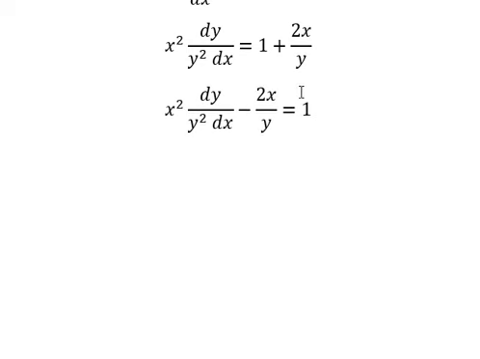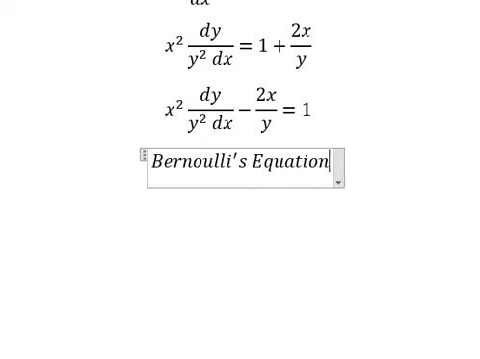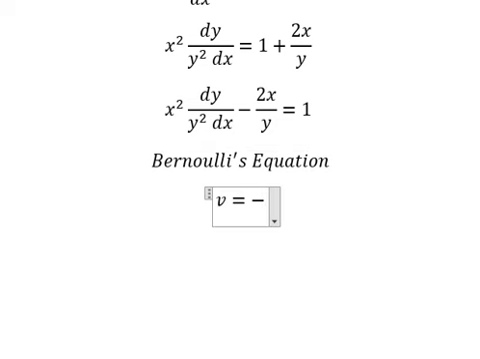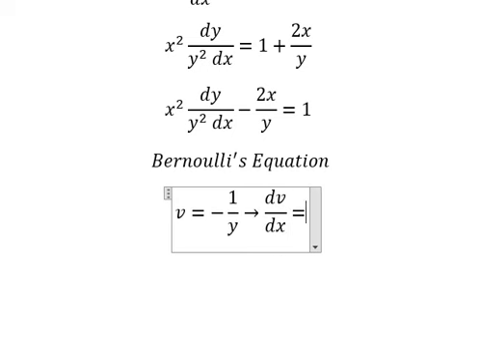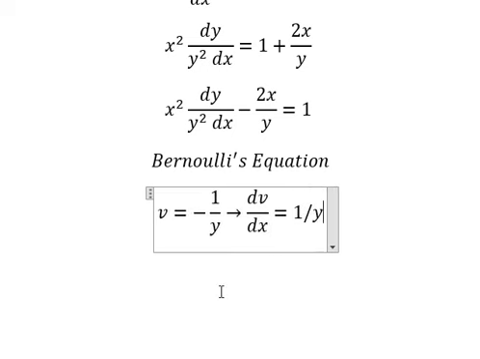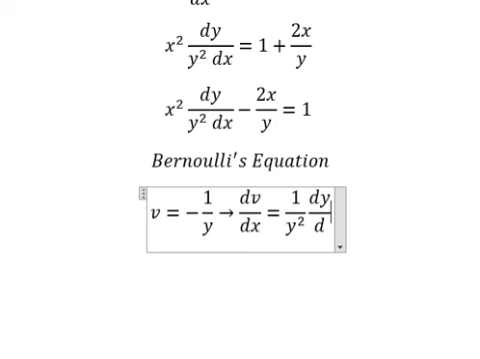Next, we have negative 1 over y, and we have dy over y squared dx. This is about Bernoulli's equation. So I will put v equals negative 1 over y. Later, we take the first derivative of both sides, and we have dv over dx equals 1 over y squared dy over dx.